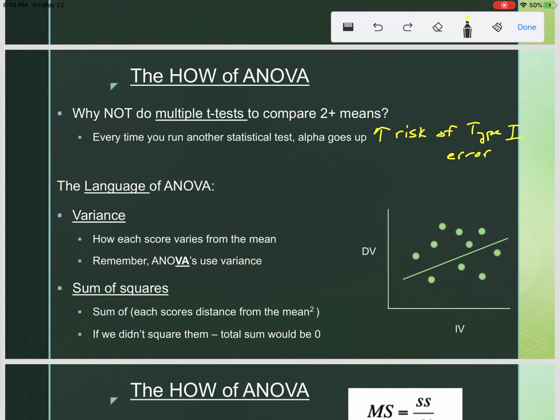Let's get into the language of the ANOVA. If I could do like a sexy French or Spanish accent or British, any kind of accent, I would do it. But alas, I cannot.